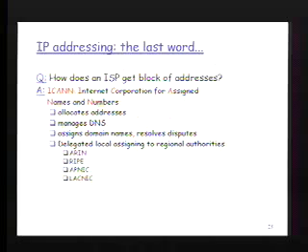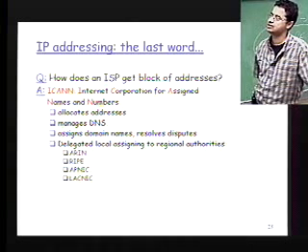Now the next question is how do you get that block of addresses to begin with? Every machine that's connected to the internet is going to get an IP address from its ISP. For us, the ISP is Columbia. How does the ISP get a block of addresses? It's assigned this block of addresses from an organization called ICANN, the Internet Corporation for Assigned Names and Numbers.